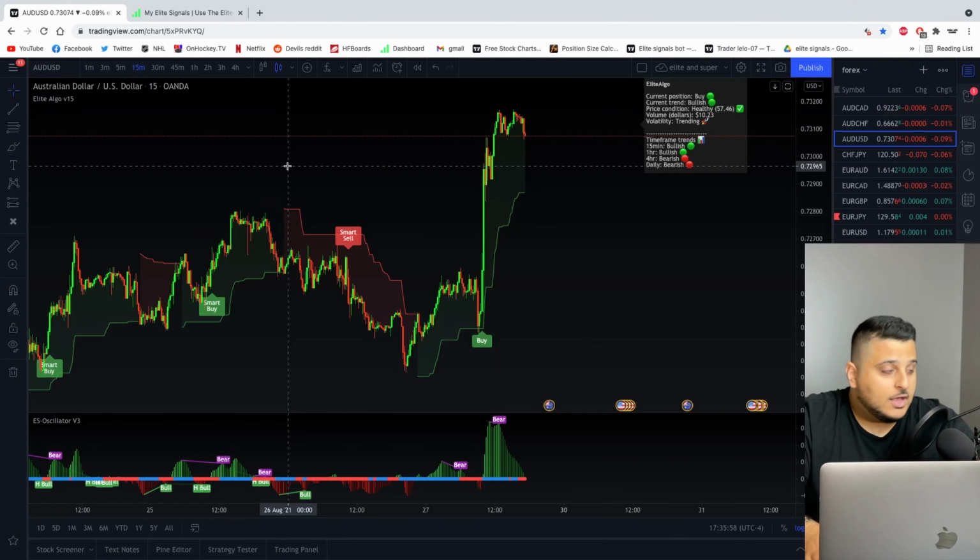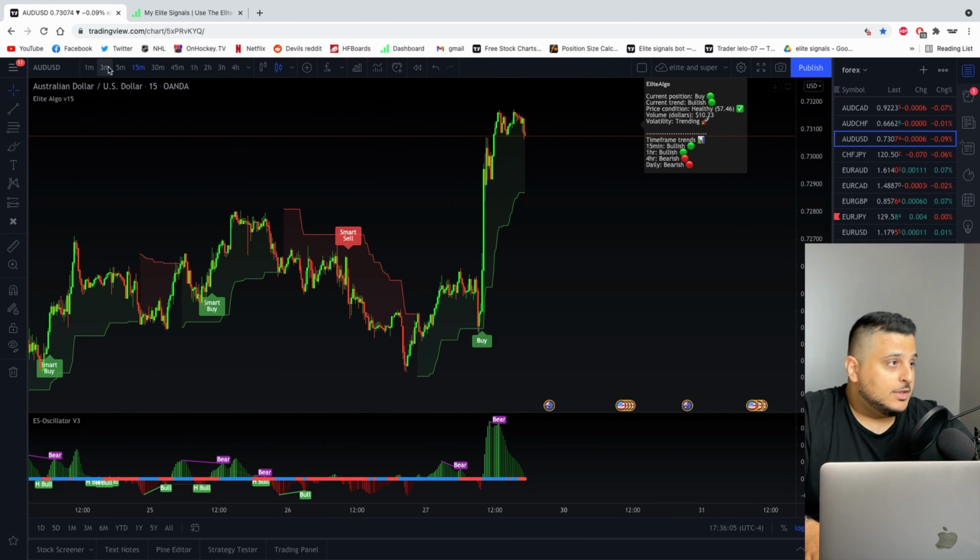Now that we have Elite Algo set up on our charts perfectly, what we want to do is head over to the time frame and the chart that we prefer. When it comes to time frames, it really depends on what type of trader you want to be. If you want to be a scalper, I recommend using the 1 minute, 3 minute, and 5 minute time frames. If you're trying to do day trading, so buying and selling within a couple hours, never more than 1 day, I would recommend using the 15 minute and the 30 minute time frames. And if you're trying to do anything longer than that, like swing trading or just investing in general, then I would suggest using a time frame of 1 hour or higher.